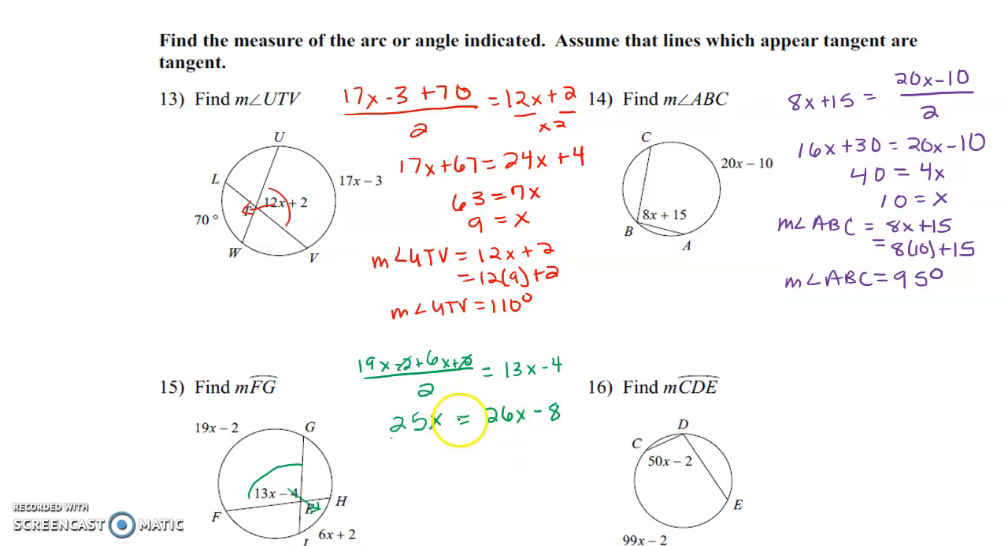Okay, since this term is by itself, I'm going to subtract 26x from both sides, leaving me with a negative x equals negative 8. Multiply by negative 1, x equals 8. So now I'm going to plug this into my 19 times 8 minus 2. And I find out that the measure of my arc, FG, equals 150 degrees. Let's do one more of these.